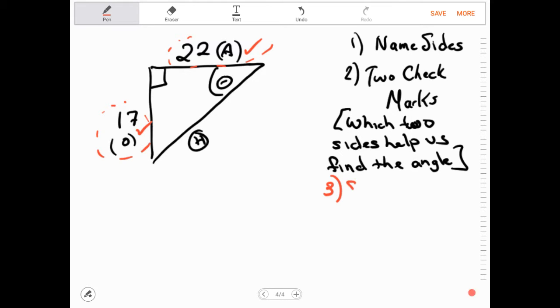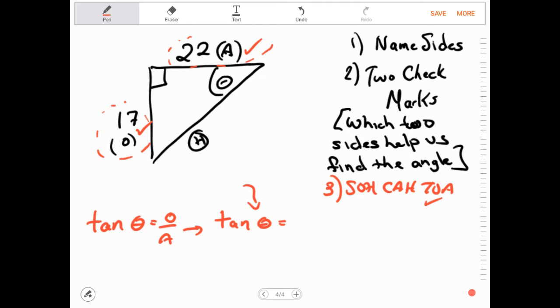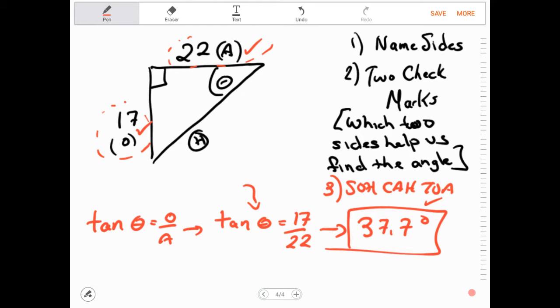Number three, look at SOHCAHTOA. So which of our ratios, which of our memory tricks uses O and A? Well, that's going to be the TOA, which represents tan. So go tan of your angle is O over A. Fill it out. Tan, this is what we're finding. Tan is opposite over adjacent, which is 17 over 22. Remember, this is where you have to hit the inverse. Again, you should know how to do this calculation, but I'll just figure out the answer here really quick. That gives me a value of 37.7 degrees, give or take.